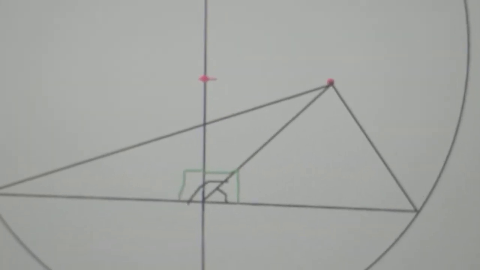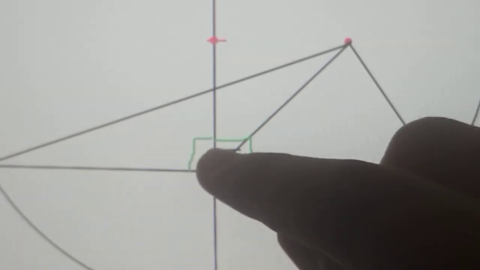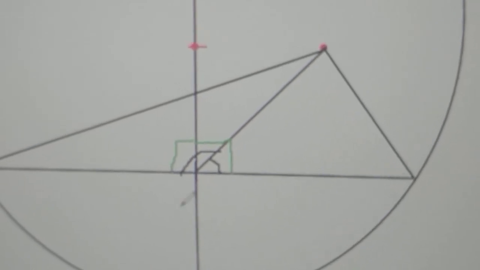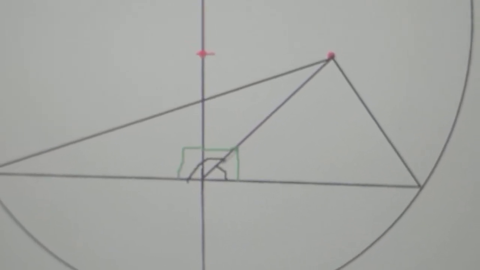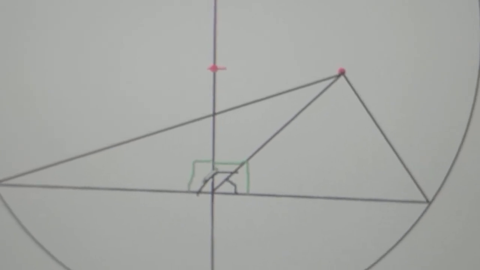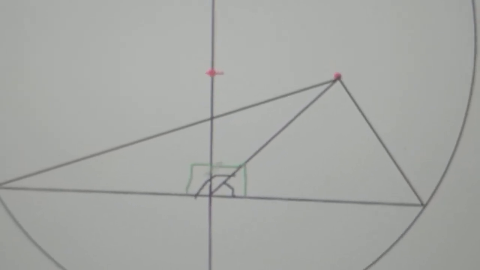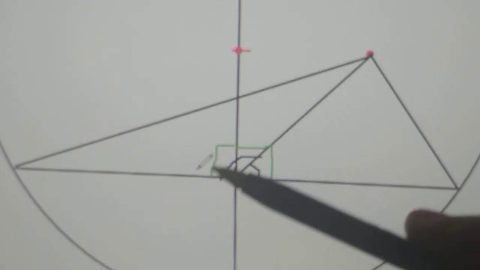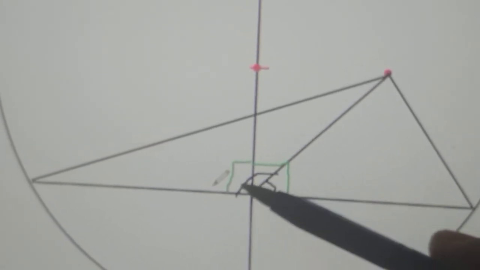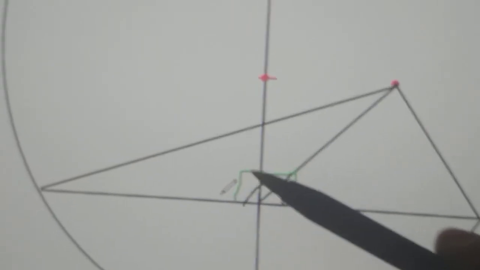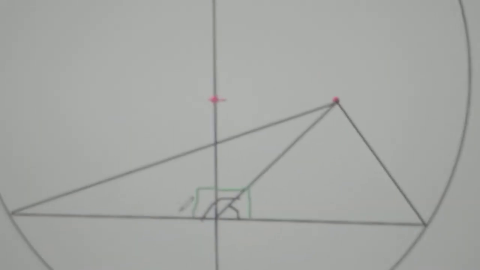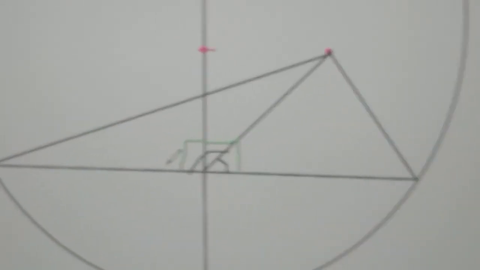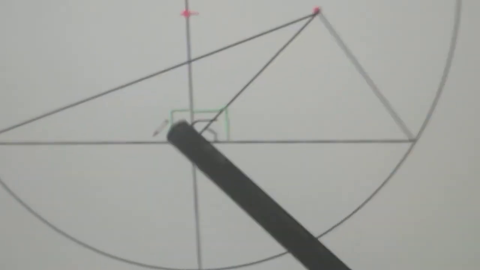What do we have here? We see that this whole angle over here is a right angle. But a part of this whole angle is this, and we have that this is also a right angle. So how is it possible that a part of a whole be equal to the whole? That's a contradiction.